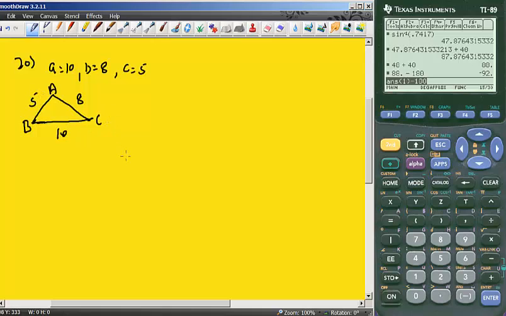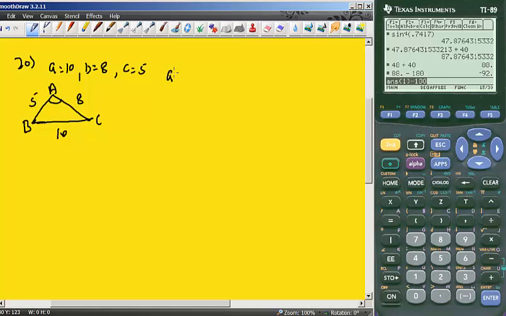So I don't have any angles, so I have to go find an angle. With law of cosines, I'm okay to find the largest angle, so that's what I want to do. I want to take care of this angle first. You don't have to, but at least we get the big angle out of the way. So we're finding angle A.